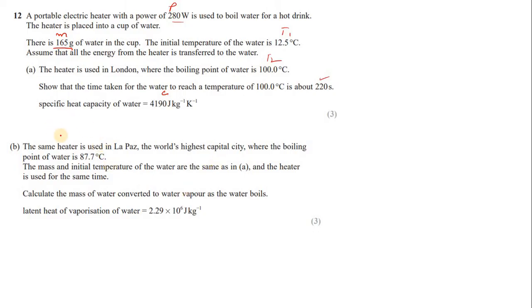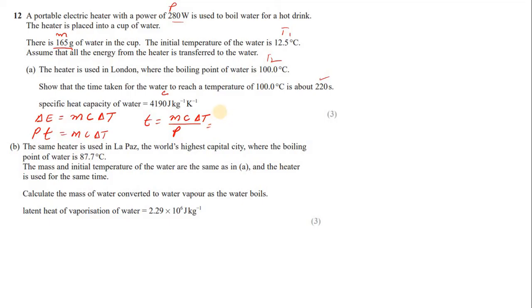So you can directly use the formula: energy delta E is equal to mc delta T. This is the formula for specific heat. This delta E is the energy supplied to heat the water. In this case, this delta E you can write as power into time. So energy is P into t, equal to mc delta T. So you can find time t is equal to mc delta T divided by P.